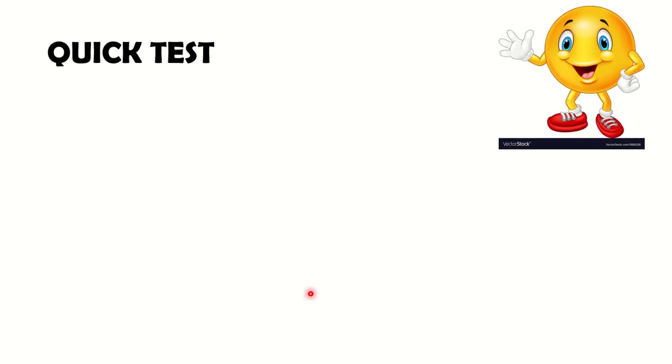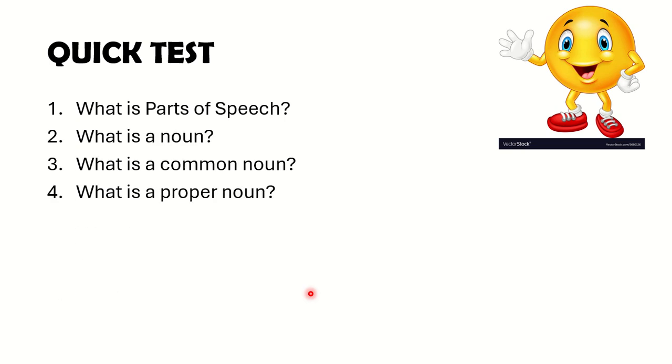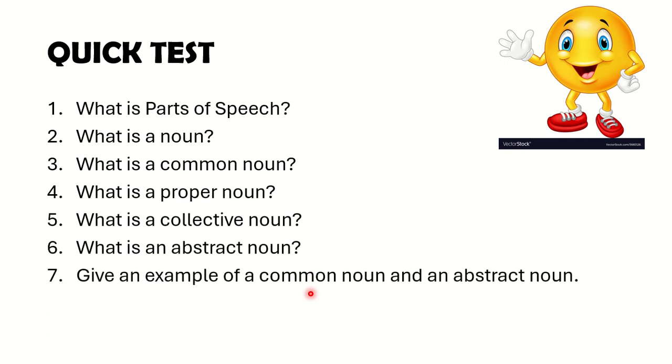Now, before we end this video, let's quickly test ourselves and our knowledge of parts of speech and nouns. We have covered nouns today. See if you can give the definition of each of them. What is parts of speech? What is a noun? What is a common noun? What is a proper noun? What is a collective noun? What is an abstract noun? Give an example of a common noun and an abstract noun. You may pause this video to answer these questions.